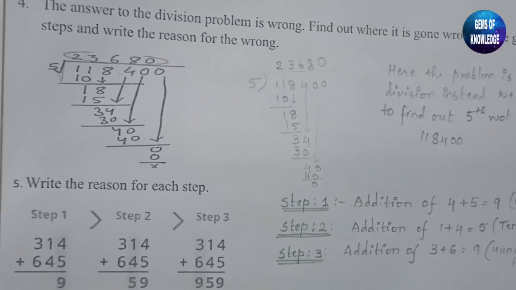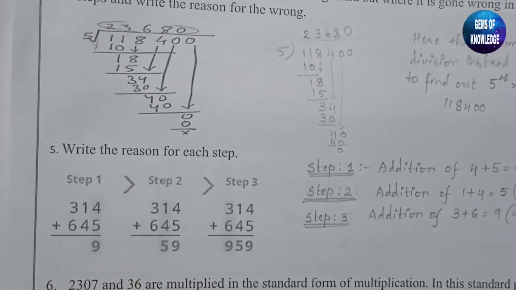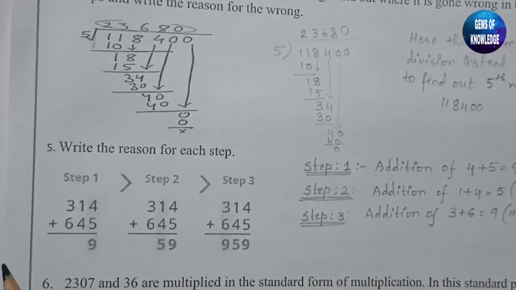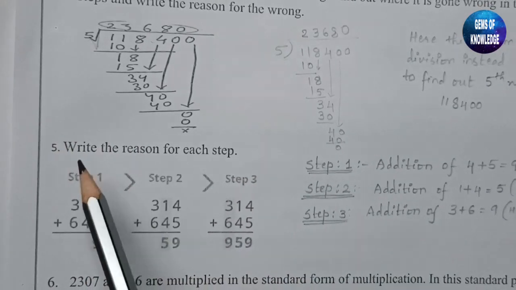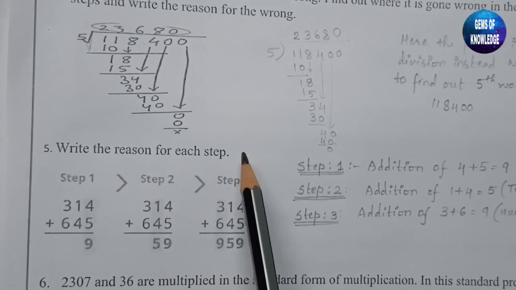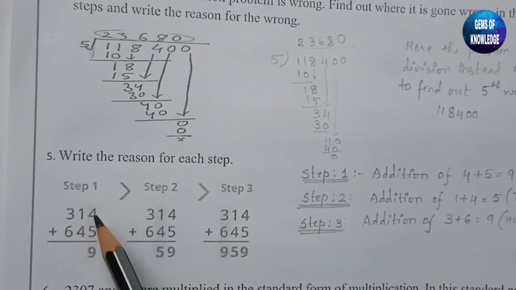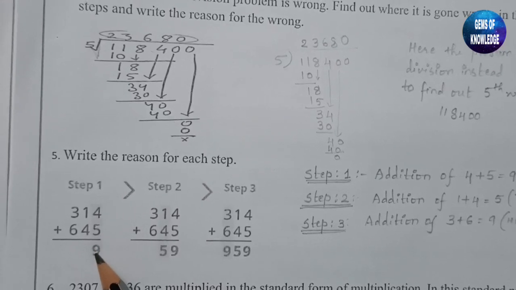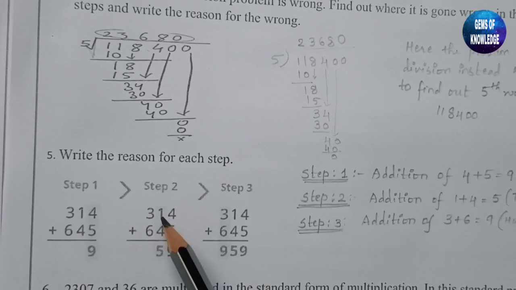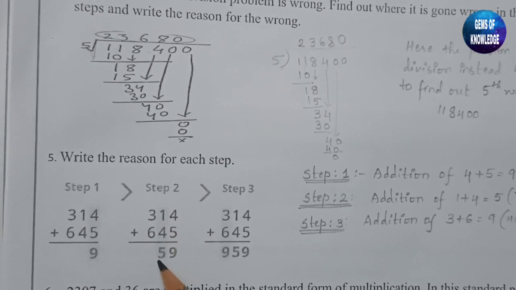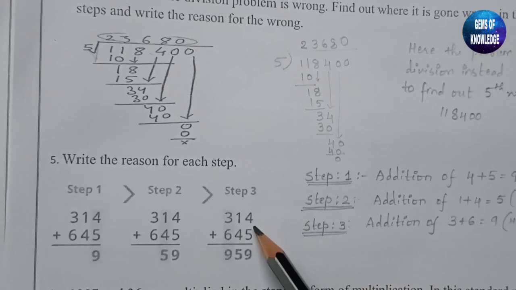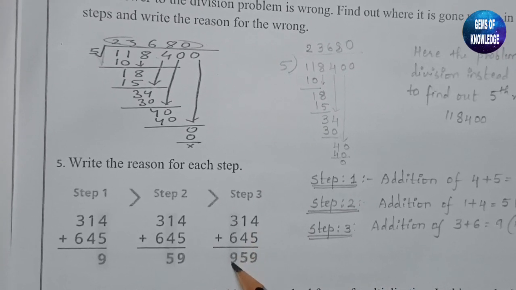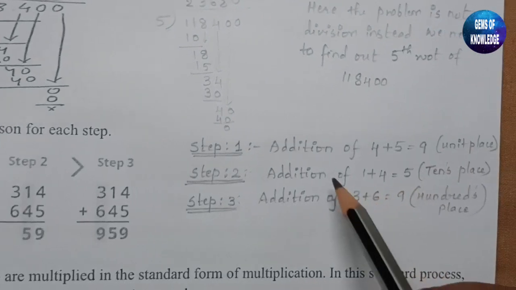Next question, write the reason for each step is given again. So you can see step 1, what they have done, they have added the unit digits, that is 4 plus 5 is equal to 9. In the second step they have added 1 plus 4 is equal to 5, and in the third step they have added 3 plus 6 is equal to 9. So that is what you are going to write here.